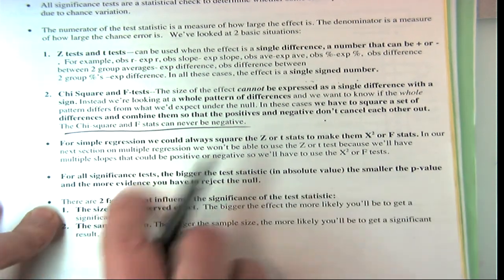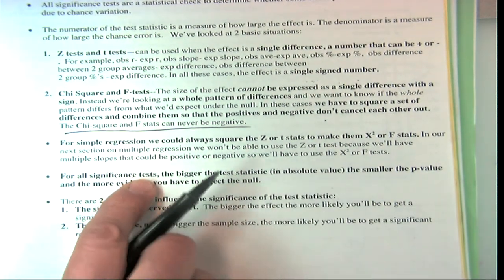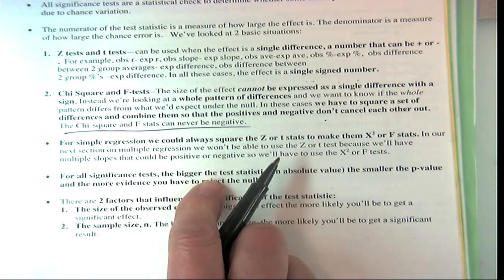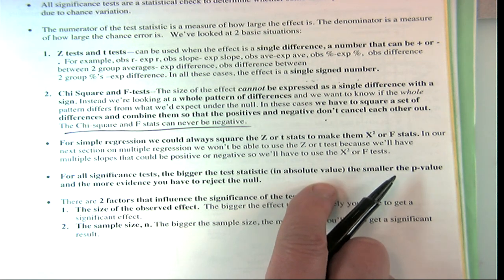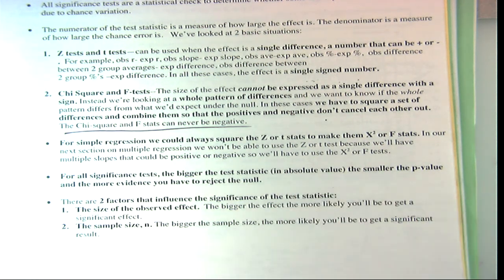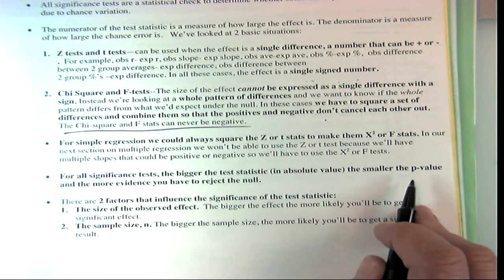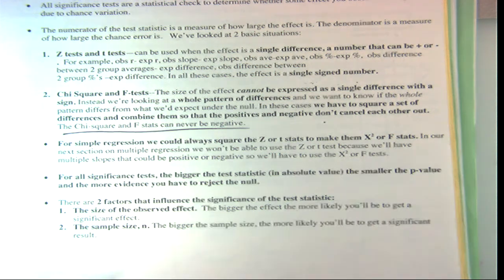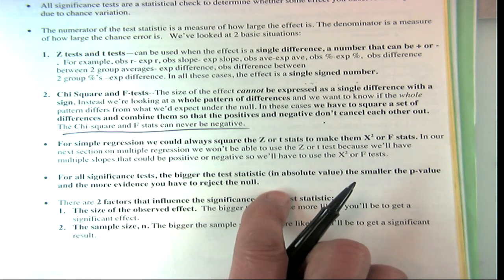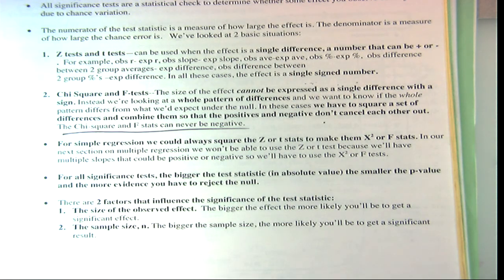All right, and this is true of all the significance tests. The bigger the test statistic in absolute value, the farther away it is from 0, the more significance you have, the smaller your p-value, and the more evidence you have to say, hey, it's not just due to chance. We have some effect here. Because all these test statistics are looking at a distribution and assuming that any deviation from what you'd expect to get is just due to random variation.